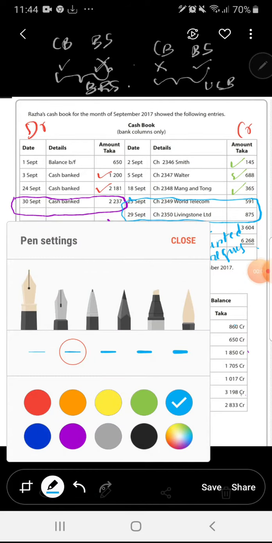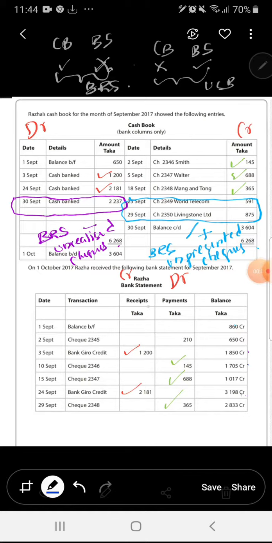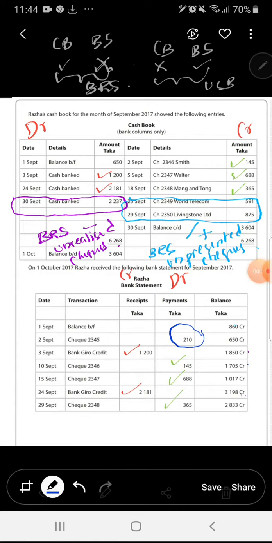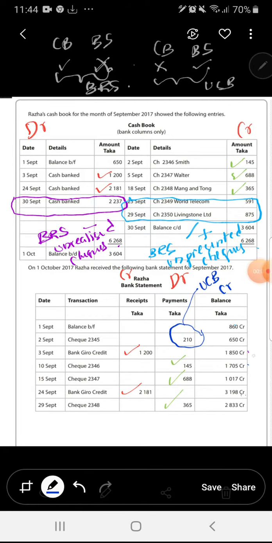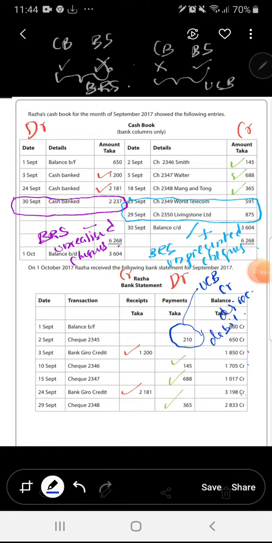Now let's see if any information is left over in the bank statement. There isn't anything left over on the credit column of the bank statement, but you can see there is one element which is left over on the debit side of the bank statement. Therefore, this should go to the updated cash book onto the credit side. And what are you going to write there? As direct debit. Now I think you can complete the updated cash book and the bank reconciliation statement.